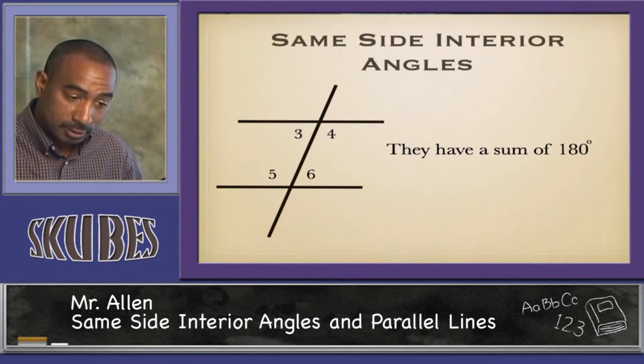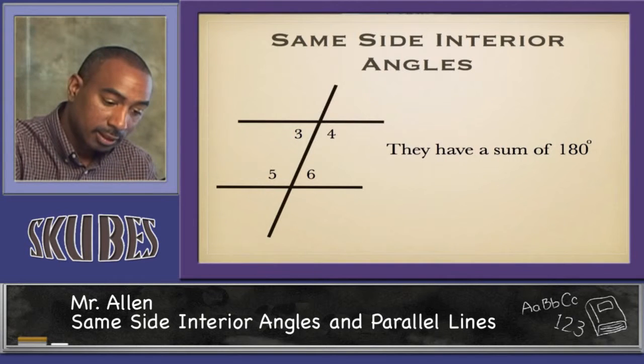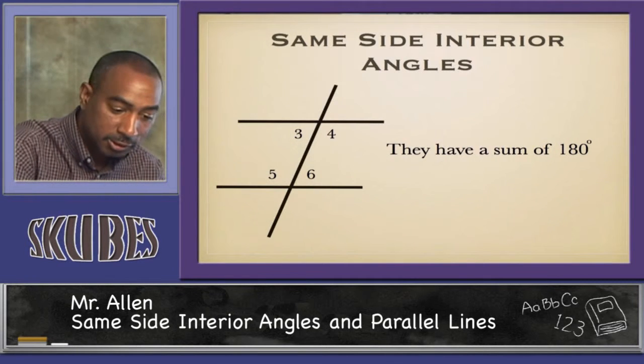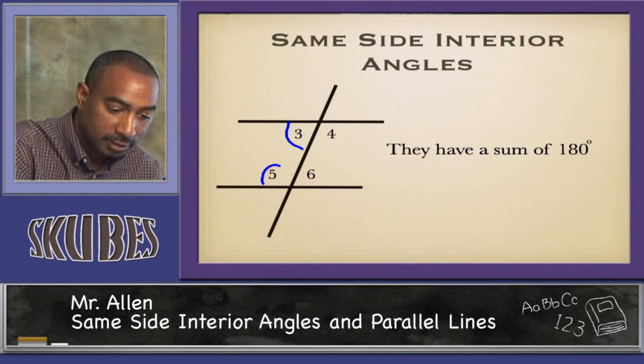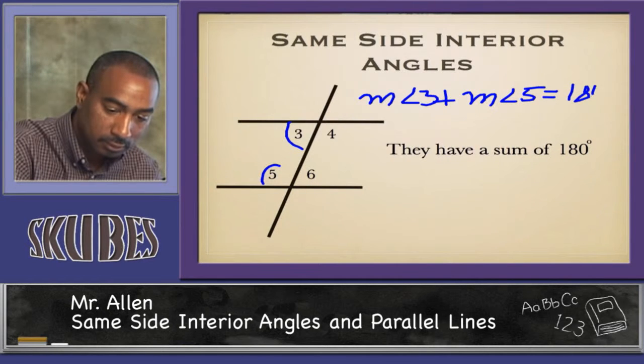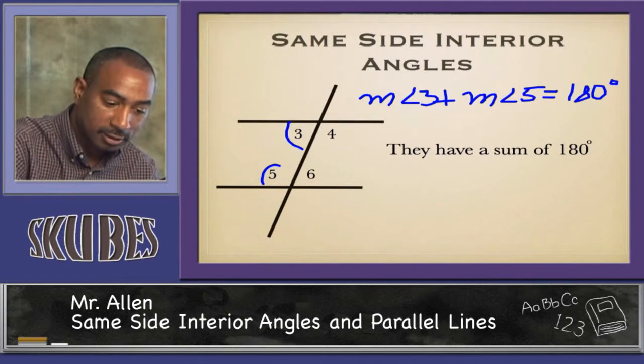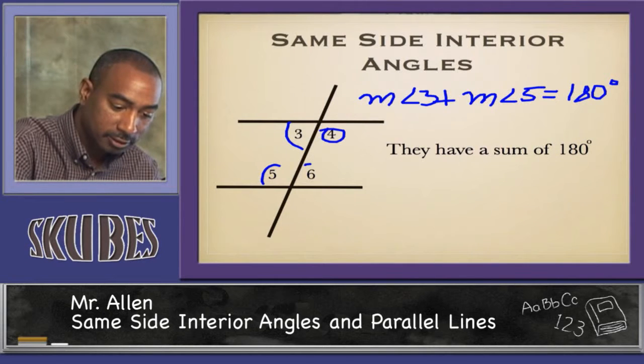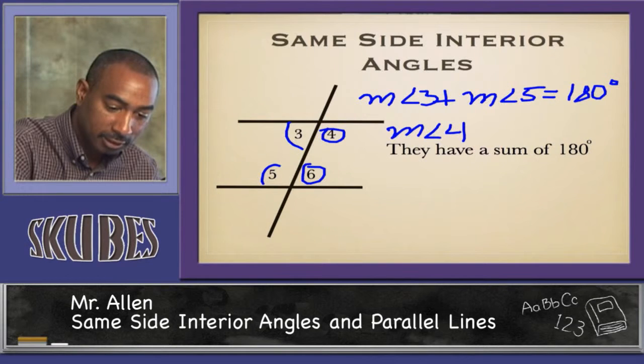Right, the theorem for this is that same side interior angles have a sum of 180 degrees. So the relationship between angle 3 and angle 5 is that their measurements must add up to 180 degrees. And likewise, angle 4 and angle 6, they must have a sum of 180 degrees.